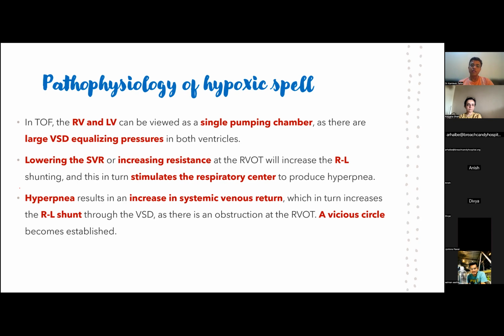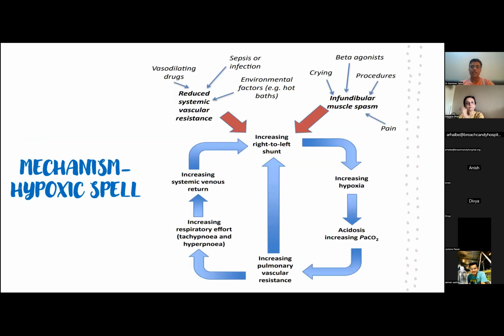This stimulates the respiratory center and produces hyperpnea. Hyperpnea results in an increase in the systemic vascular resistance, which in turn increases the right to left shunt through the VSD, along with obstruction of the RVOT, and that leads to a vicious cycle. So what will be the treatment option for this? Let me start with the mechanism again.